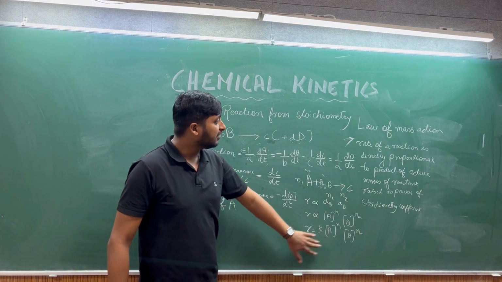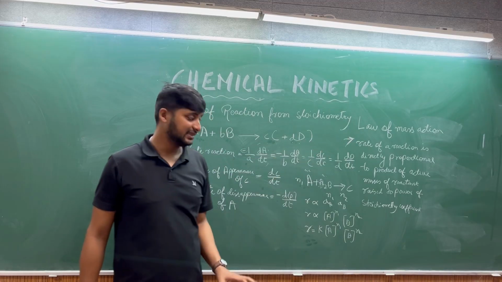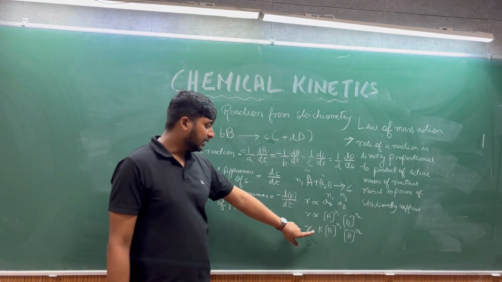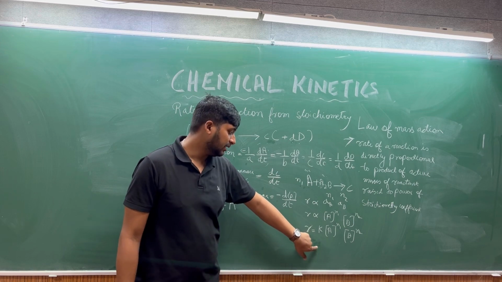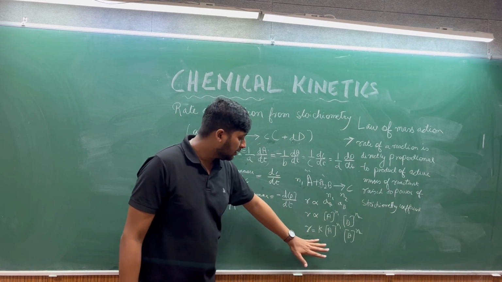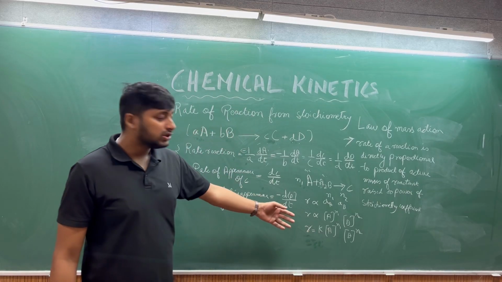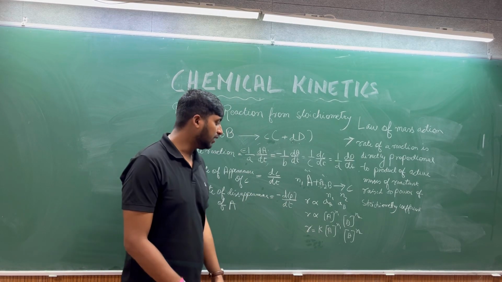So this is the rate law we can say that we get from the law of mass action. But this might not give us the correct result and might not match with the experimental value. So we need some modification in this reaction. So we will move forward.